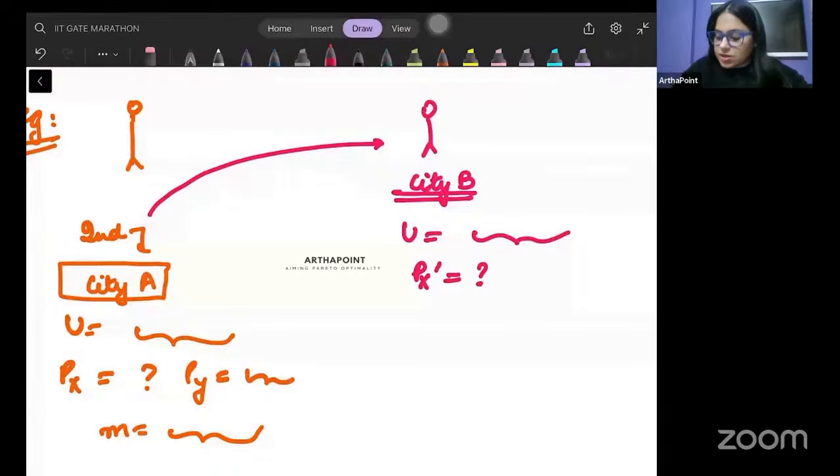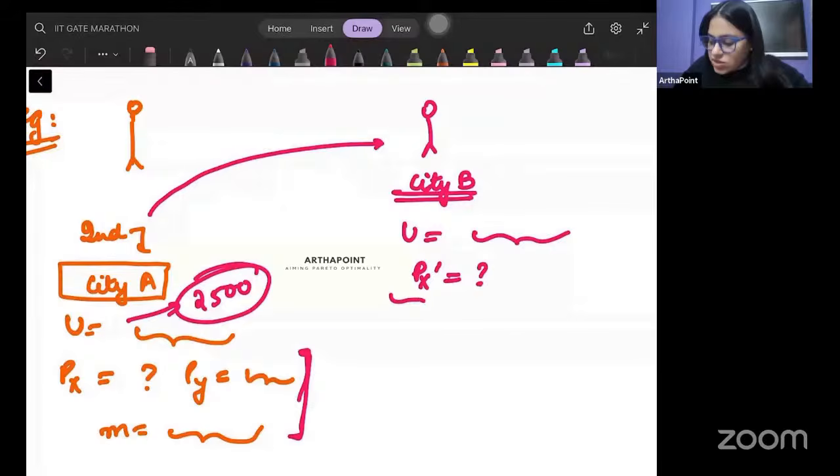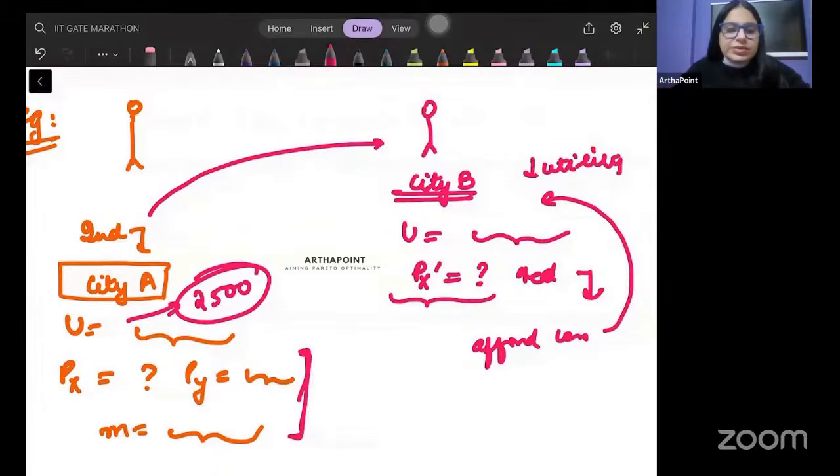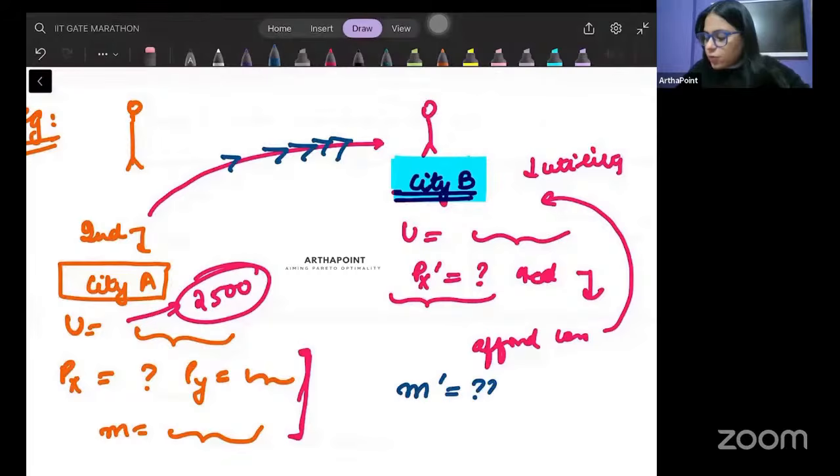So suppose here, after consumption, his utility was 2,500. Now, if the price of goods has increased and this city is expensive, he will be able to afford less, so his utility will decrease. Now this person is worse off. He doesn't want to go to city B. So what will this company do? The company will say, okay, you go to city B, but I will give you some additional income.